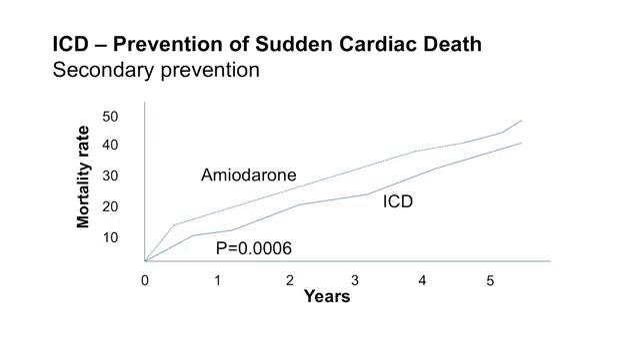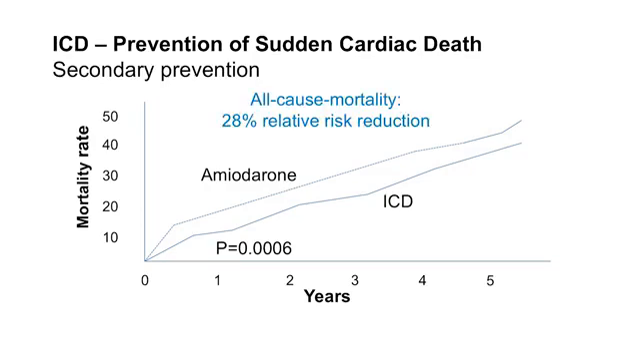From 3 large randomized clinical trials in patients who have suffered from sustained ventricular arrhythmias in myocardial infarction, and a meta-analysis of these 3 large trials, we know that in these patients the ICD will reduce all-cause mortality by 28%. So in this secondary prevention cohort, ICD implantation is a class 1 indication.